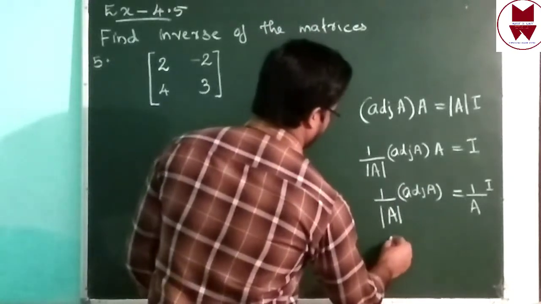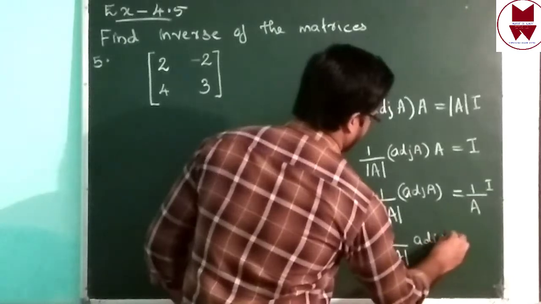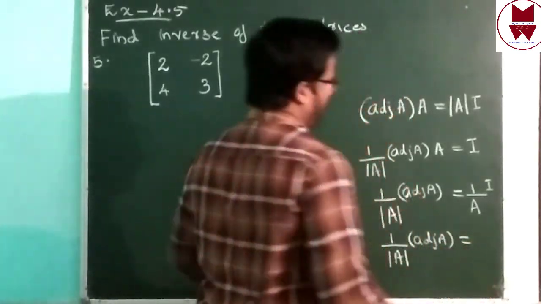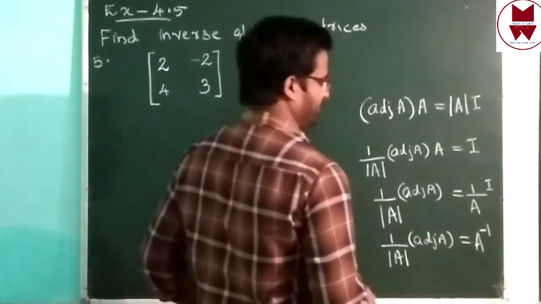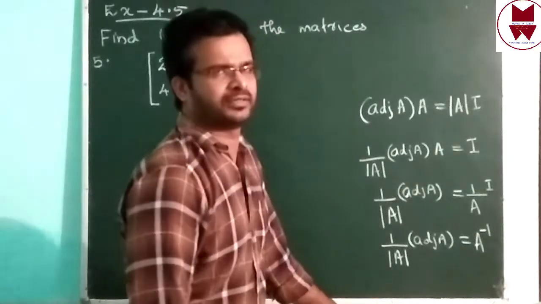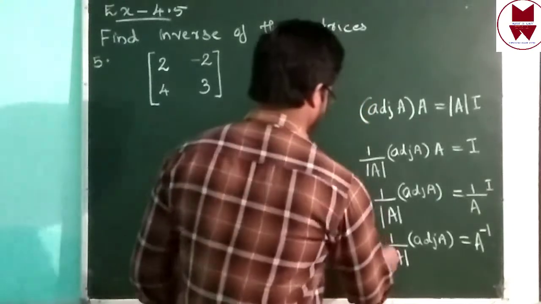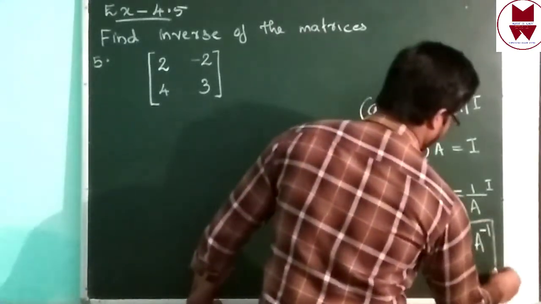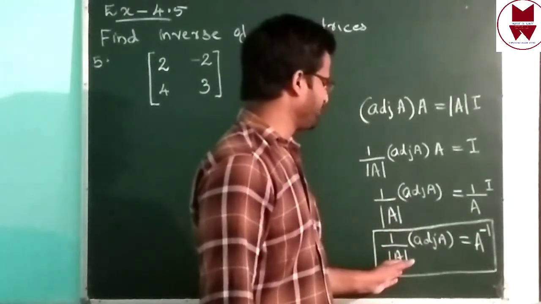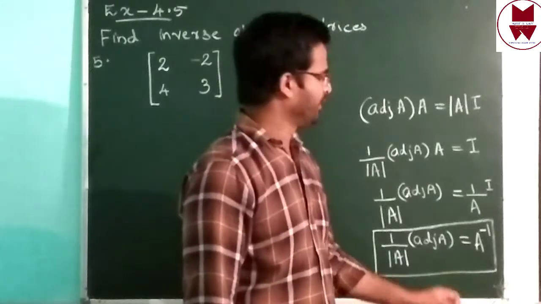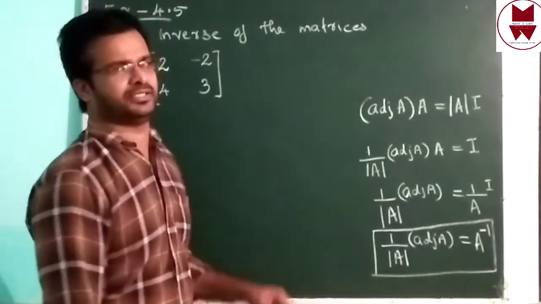I. Then 1 by determinant of A, adjoint of A equals, what is 1 by A? 1 by A we can write as A inverse. This I means identity matrix, which we need not write, because if you multiply with the identity matrix, it will not change. Now we got one formula: A inverse equals 1 by determinant of A into adjoint of A. Using this formula we can find the inverse of this matrix.